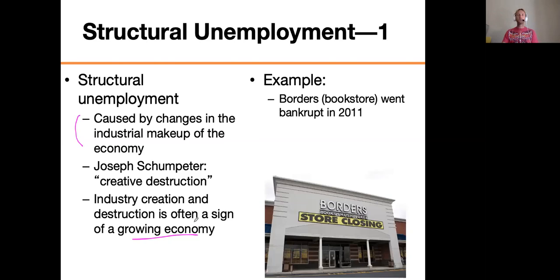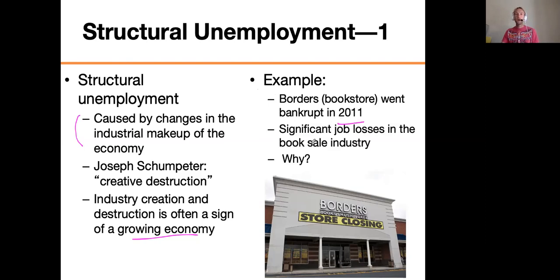Another example of the switch from physical to digital. Borders was a bookstore. I grew up hearing about this bookstore. In 2011, it went bankrupt, right? Significant job losses in the book sale industry. Why? Well, everybody buys from Amazon or reads their books online or on Kindles or on their phone or tablet or something like that, right? So a bunch of people went unemployed when Borders went bankrupt. However, we can kind of think that this is actually beneficial to society because we're moving. It's kind of like a growing pain as our economy moves.